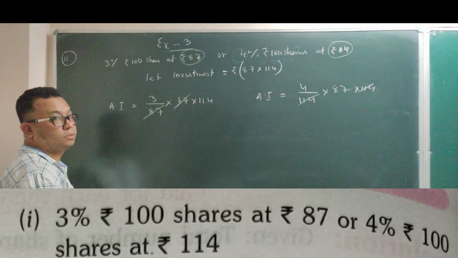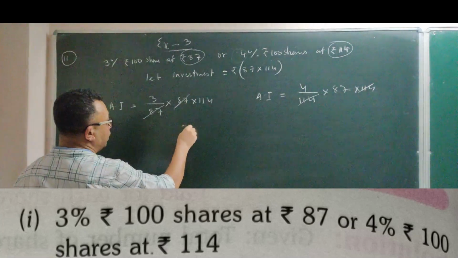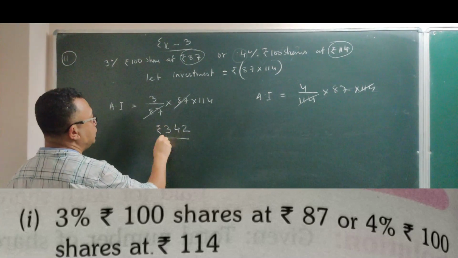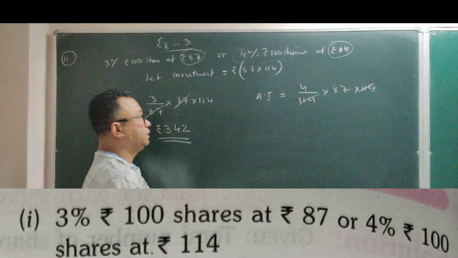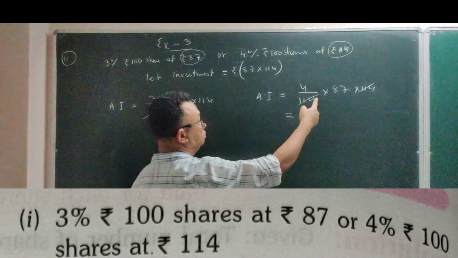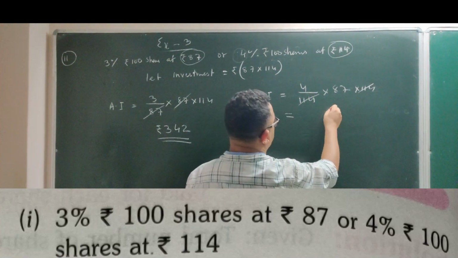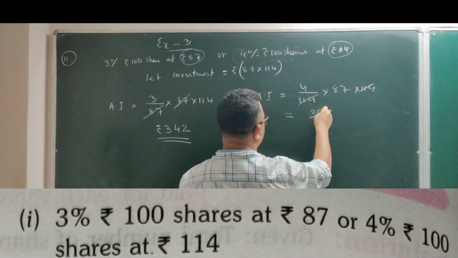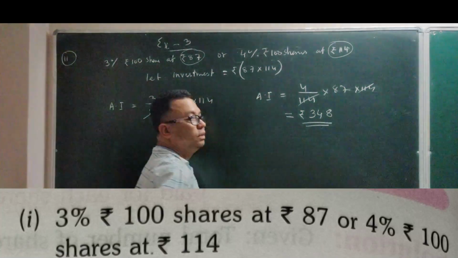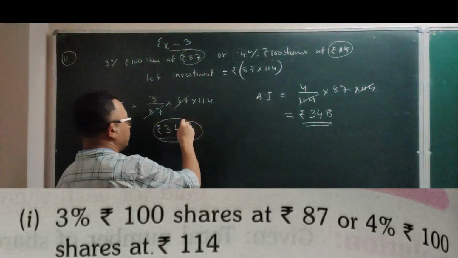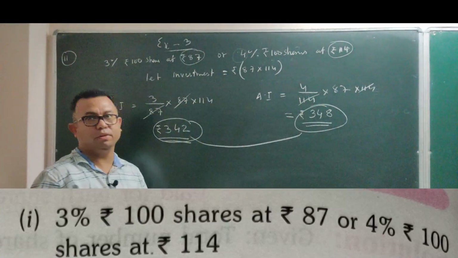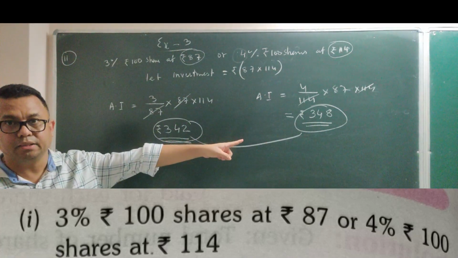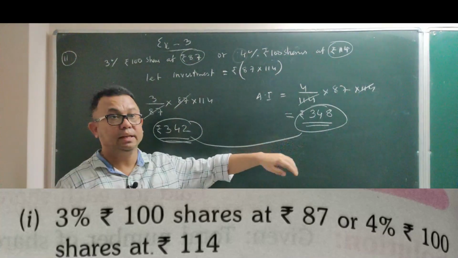Now let us see who is giving us better return. 3 into 114: 3 into 4 is 12, 3 into 1 is 3, so 342. That means the first share is giving you an annual income of 342. Let's see what the second share will give you. 4 into 87: 4 times 7 is 28, and 4 times 8 is 32, plus 2 is 34, so 348. Now compare 342 with 348. Who is giving you better return? This is giving you 342, that is giving you 348. So 348 is bigger. The second share is giving you better return.